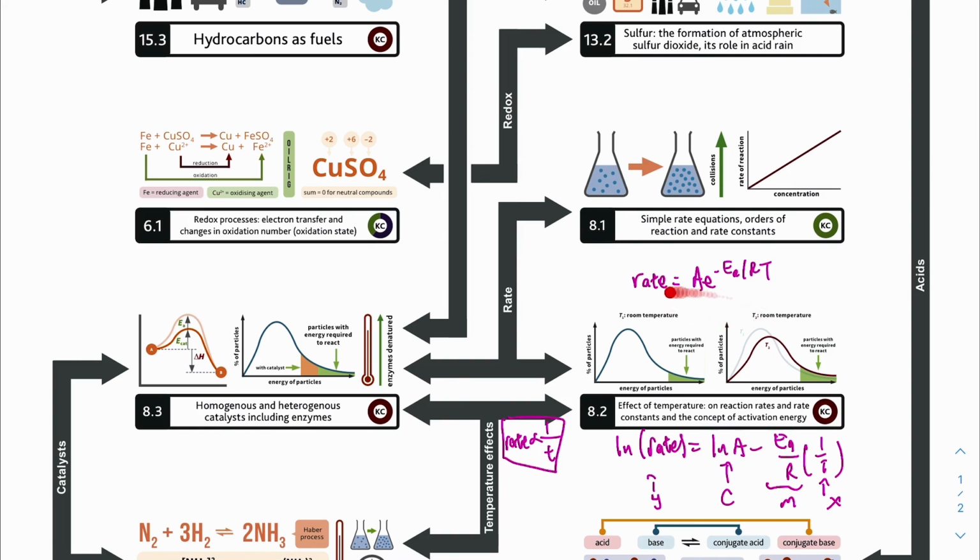So this equation is called the Arrhenius equation. You don't necessarily have done it in your Cambridge International A-level, but it's quite a popular equation in other examination boards.